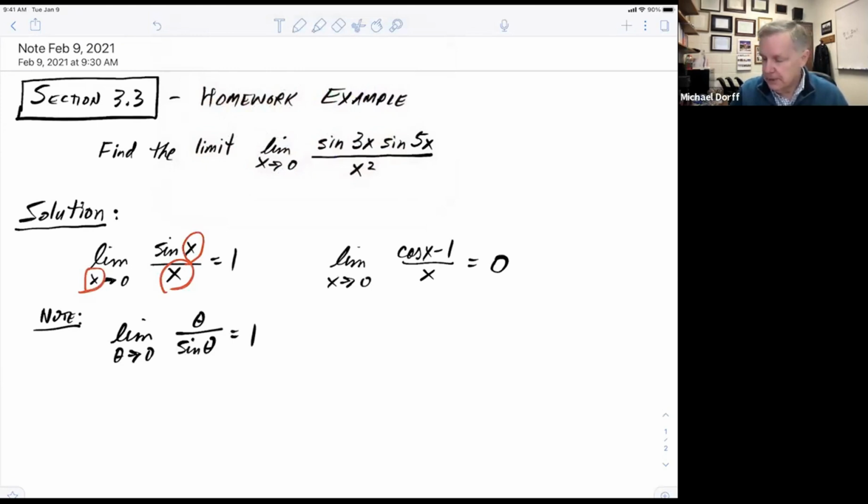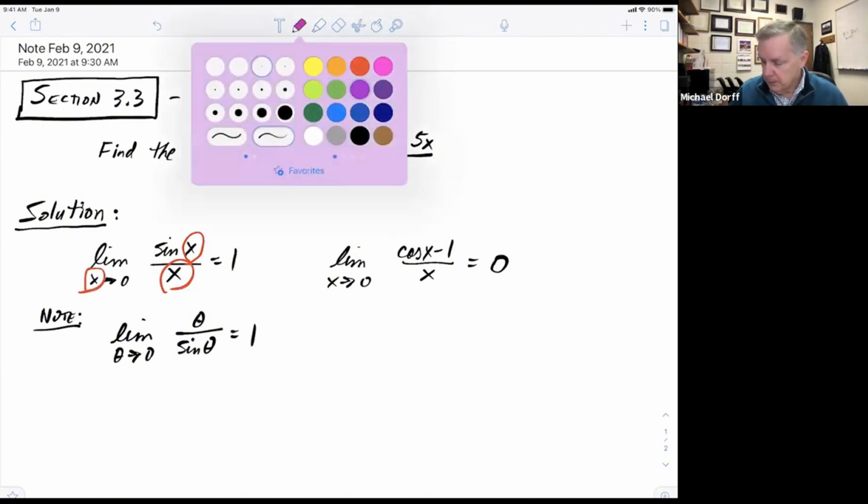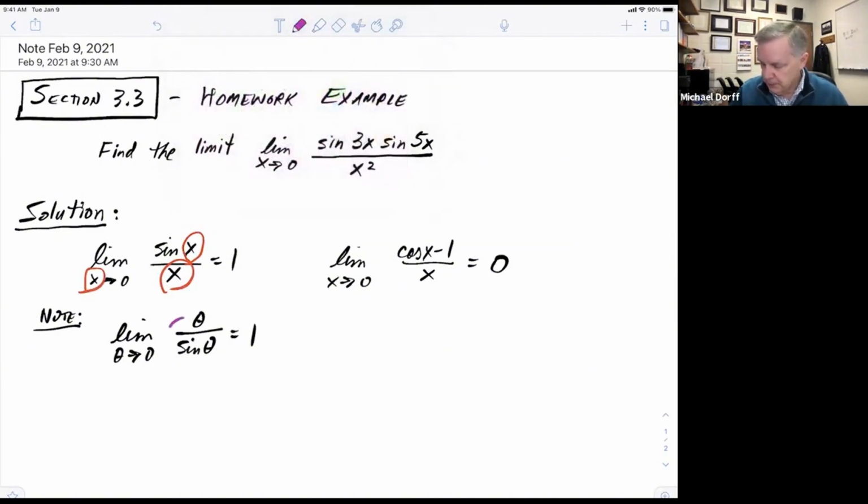Notice also that I switched the order of what's on top and what's on bottom. That doesn't matter, because the original limit equaled 1. If I take the reciprocal of 1, if I make that into a fraction and flip it upside down, the reciprocal would be 1 over 1. If I flip that, I still get 1 over 1, which reduces to 1. So I still get this value here.